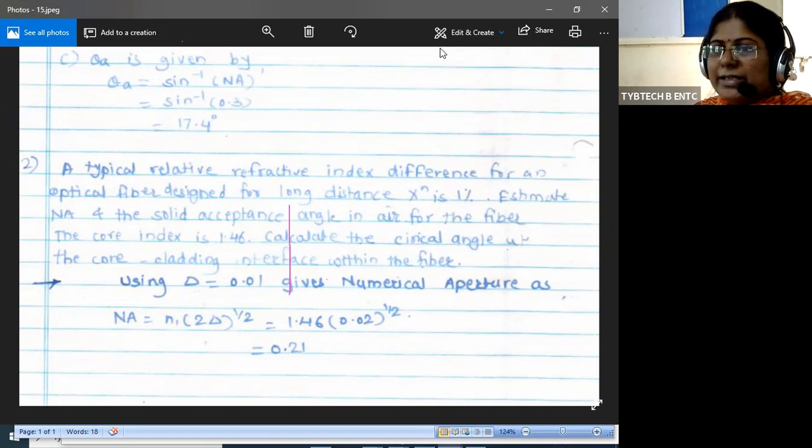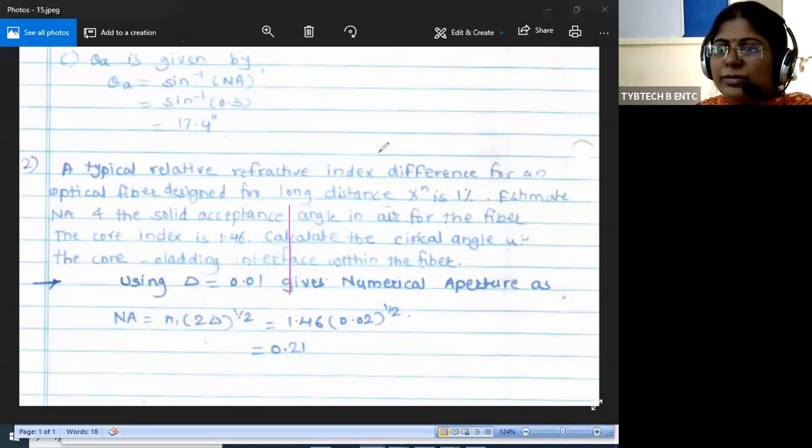Relative refractive index, that is nothing but what? Relative refractive index means what? It stands for what? I just want to take a pen here. So relative refractive index is nothing but equal to delta.